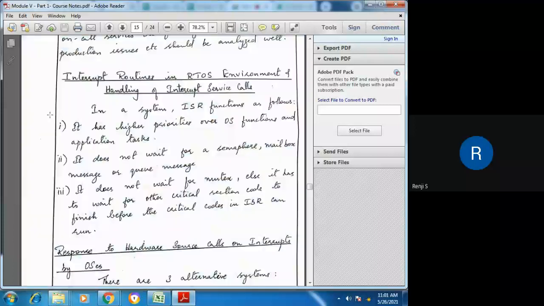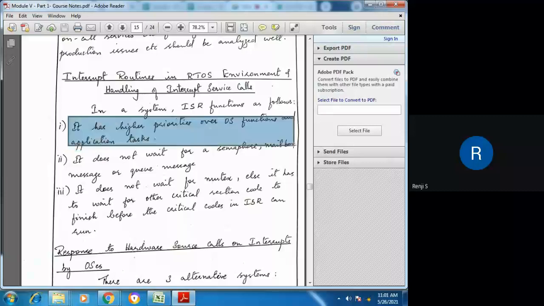The first point is that it has higher priority over OS functions and all application tasks. Whenever an interrupt arrives in an RTOS, it has higher priority than other OS functions and application tasks. So interrupts in RTOS have higher priority than the application tasks as well as other OS functions, which means that whenever an interrupt arrives, it must be serviced.